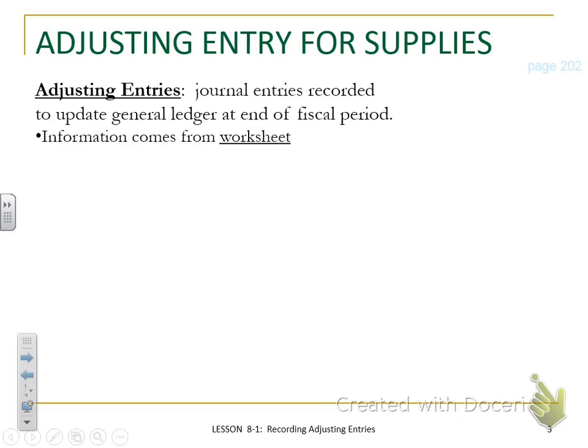So all the information is going to come from the worksheet. Just like with our income statement and our balance sheets, all the information came from the worksheet. Same for our adjusting entries. All the information comes from the worksheet. We're going to match the two letters now. So if you remember before when we did the worksheet, we had an A and an A. We had a debit for an A and a credit for an A, a debit for a B and a credit for a B. We're going to use those to make our adjustments.